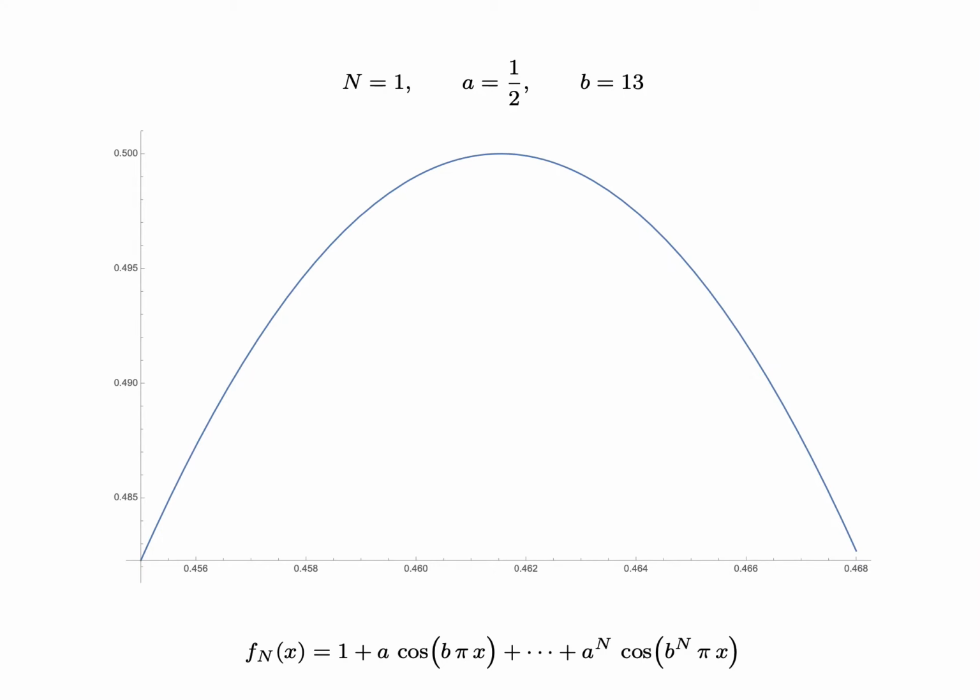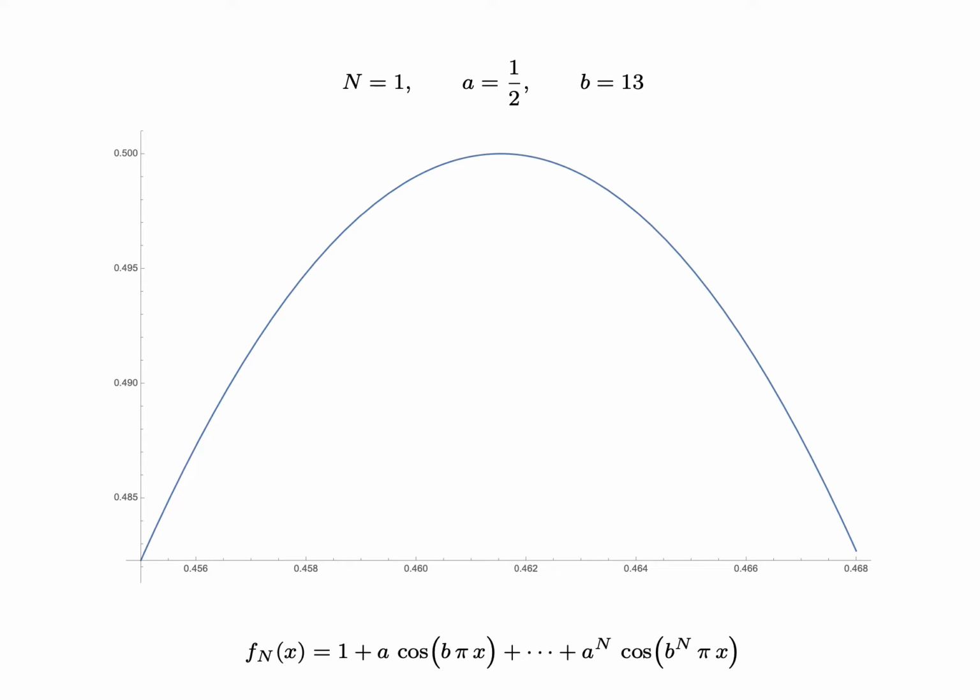For now, let's take a look at a few examples of this function. We see that this is really the limit as we increase the number of terms in the sum. So let's consider these partial sums. That is, given any capital N, we'll write f sub n as just the sum of the first n plus 1 terms. So when n is equal to 1, we then have f sub 1 is 1 plus a cosine of b pi x. Let's consider a to be 1/2 and b to be 13.